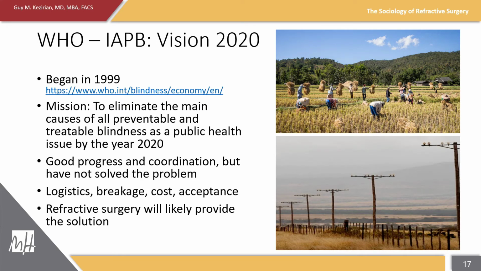To close this section on the sociology of refractive surgery, consider that for the last 20-something years, the World Health Organization and other organizations like the International Association for the Prevention of Blindness have earnestly worked to bring glasses to the developing world. Despite this, 2/3 of the people in the developing world go without refractive correction. It's good progress in coordination, but the problem remains unsolved. The logistics, breakage, cost, and acceptance have been constant challenges.